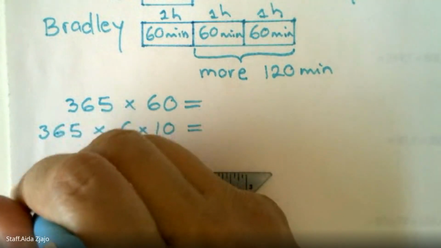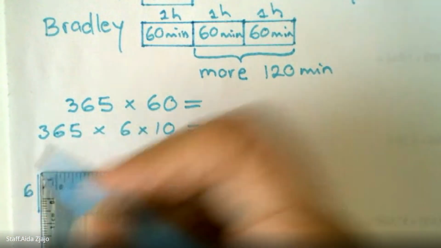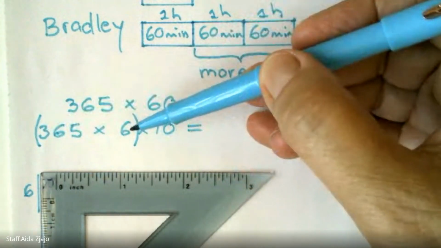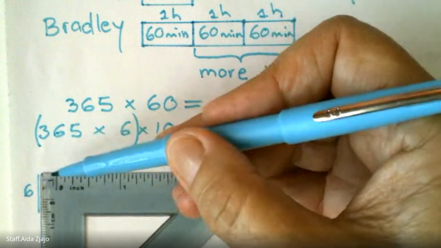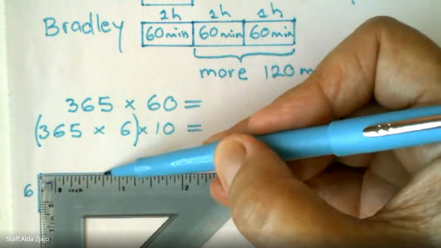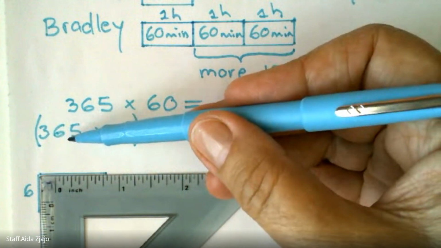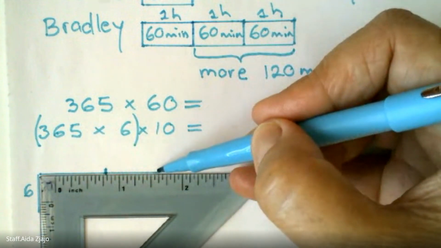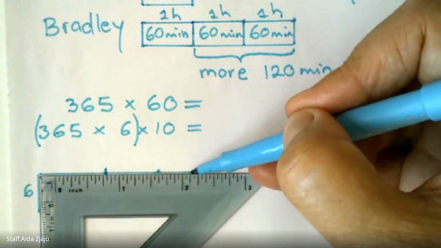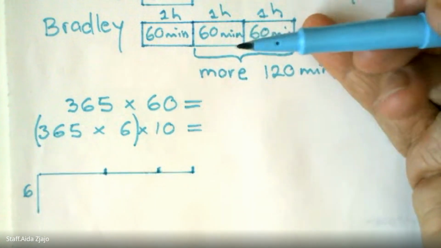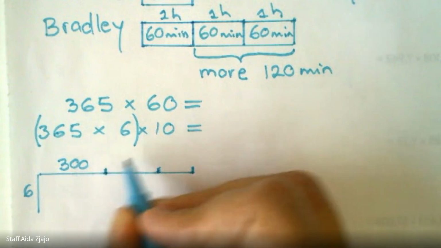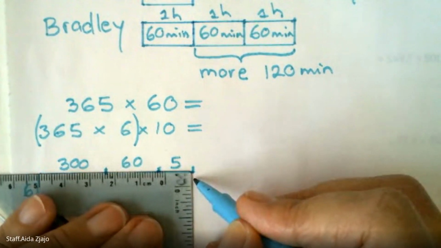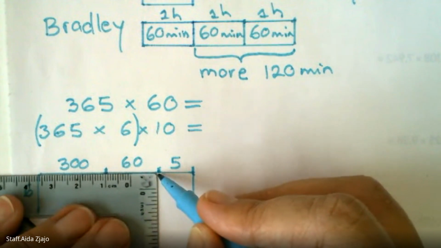I'm going to use the associative property and do 365 times 6 first. Then if I decompose 365 into 300, 60, and 5, my calculation becomes easier.